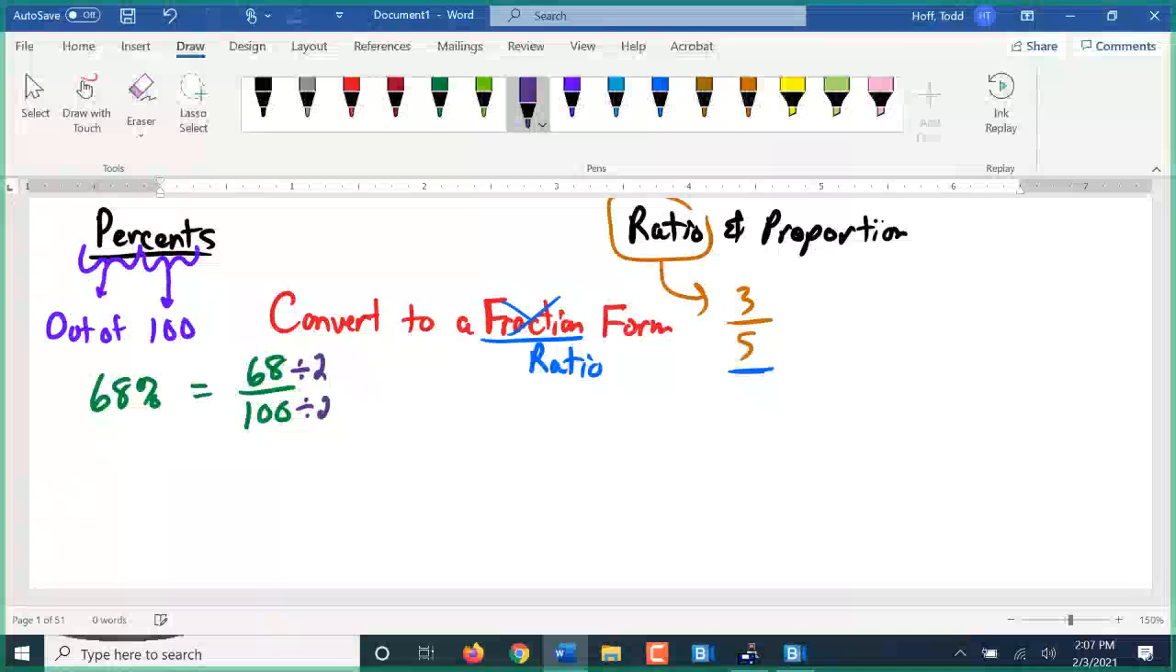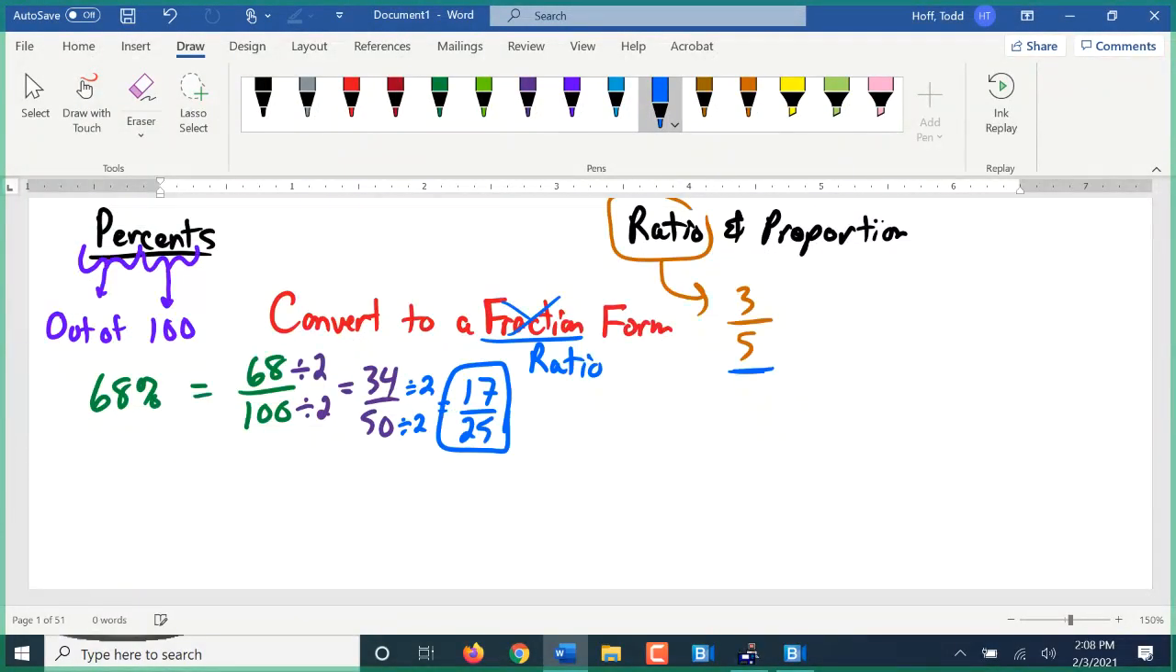Be divided by 2. 68 divided by 2 is 34, and 100 divided by 2 is 50. Are we done? No, both of those can still be divided by 2 again. 34 divided by 2 is 17, and 50 divided by 2 is 25. Kind of gave that one away. That's as far as we can go, 17 over 25.